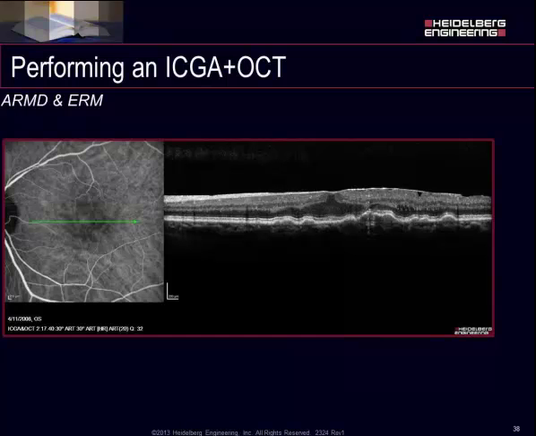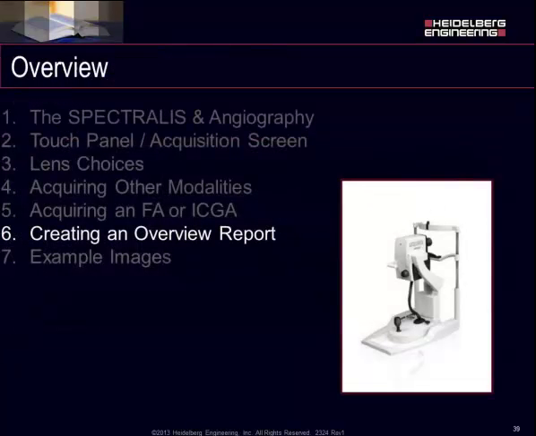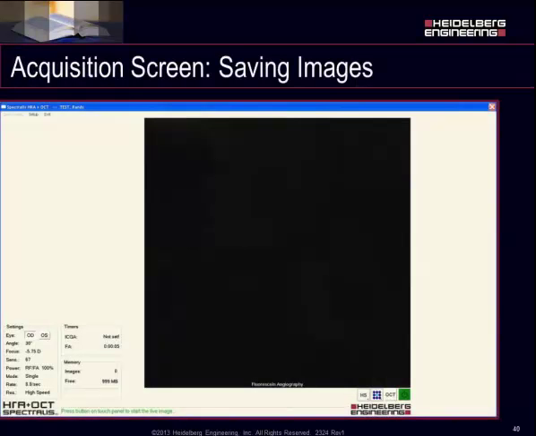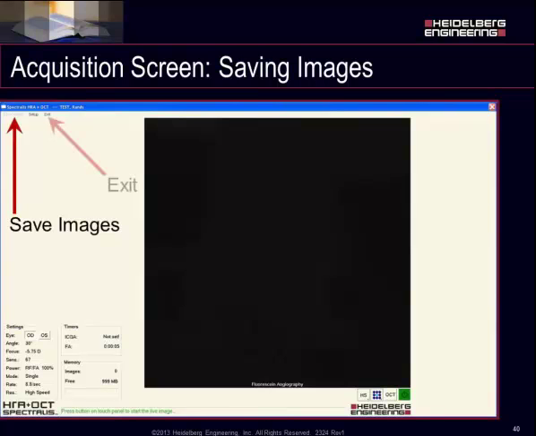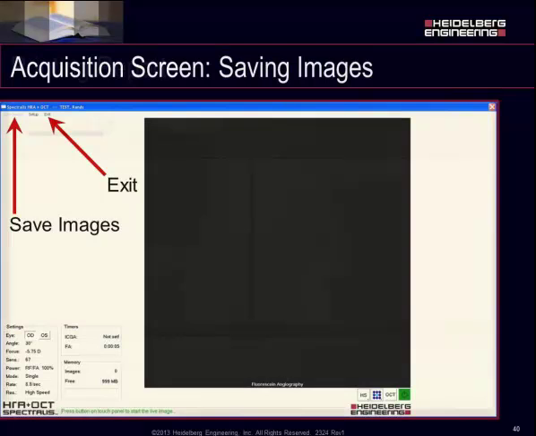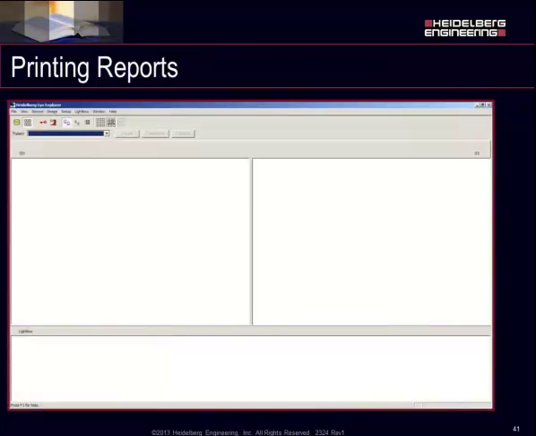So now we're going to talk about creating an overview report. When you're done with your fluorescein and you've collected all your images, you'll just click the Save Images button up top. And once everything's saved, you can click the exit button. Once you exit out, you're going to enter this screen, which is the image viewing window. The image viewing window is where you're going to actually be able to see all of your images you've acquired.